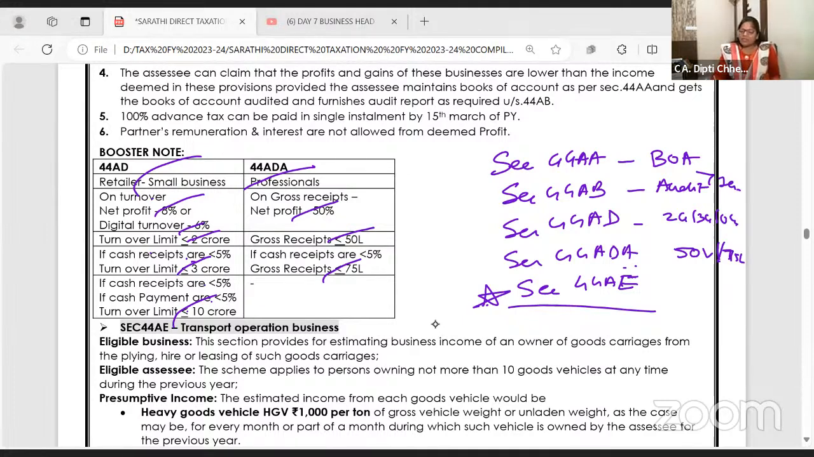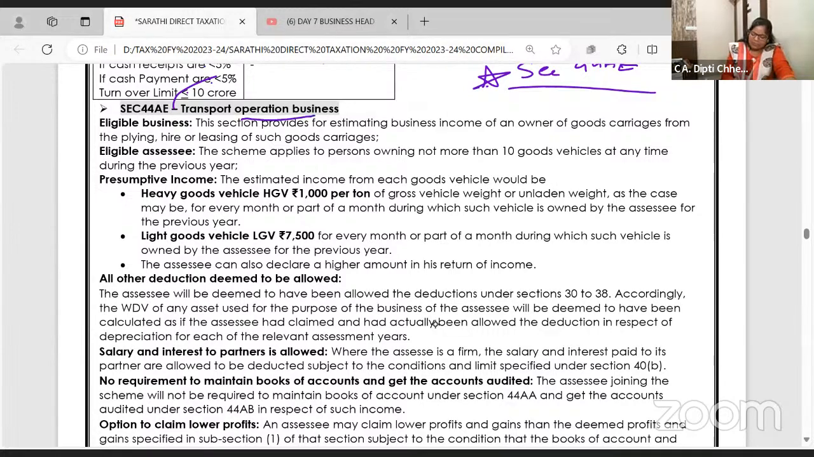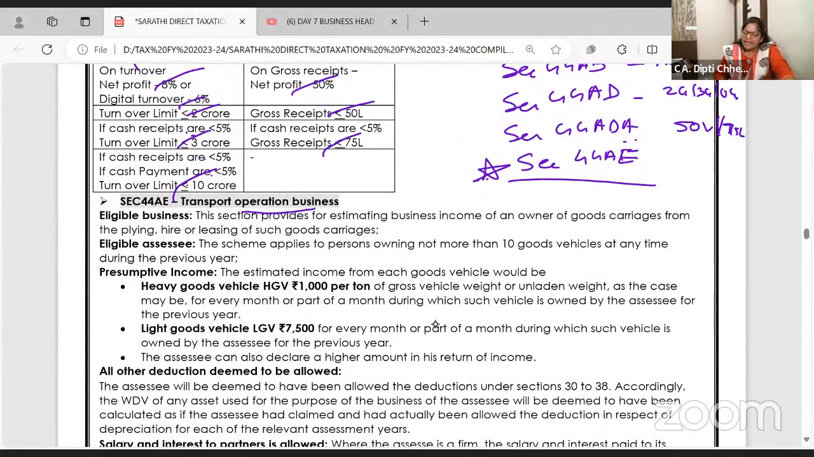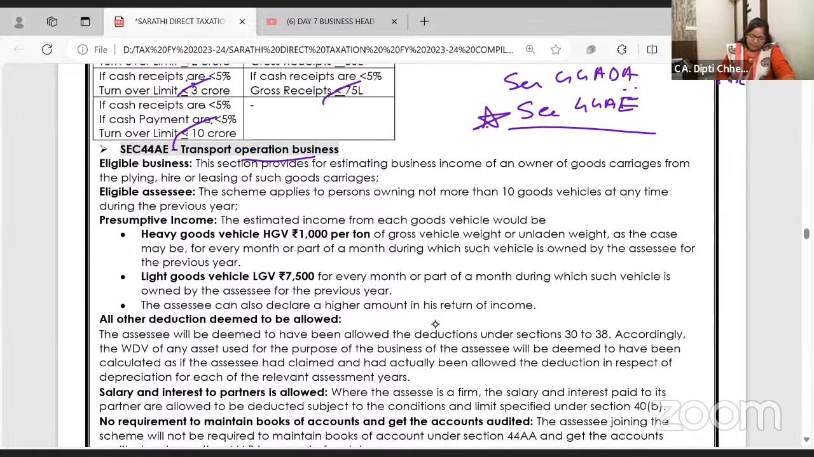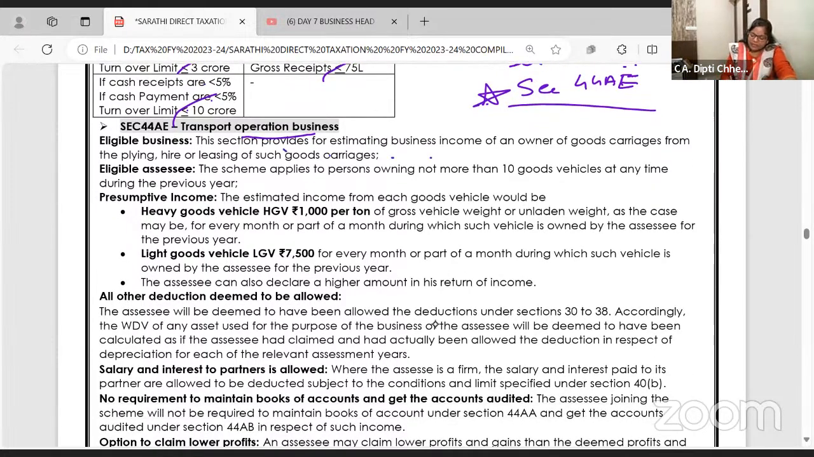Yes. Now what is 44AE? Presumptive taxation for person who is plying, leasing, hiring vehicle. जो ओला उबर का काम करते हैं ना, उनके लिए also transport operation business. 44AE. The section provides for estimating business income of owner, and this applies to person owning not more than 10 vehicles. Chota mota transporter hai.